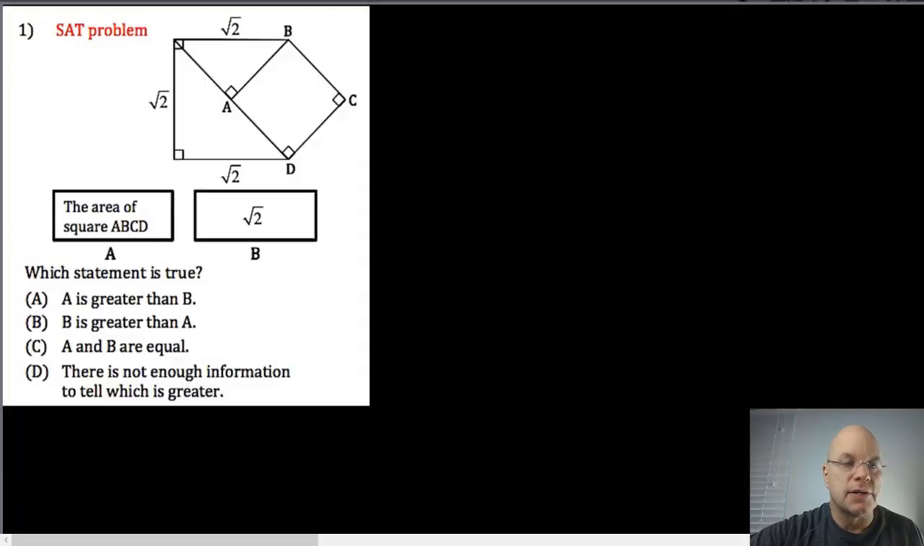This is the review for your test on algebraic reasoning. Problem number 1 is taken from SAT test preparation materials. We're asked to compare the area of square ABCD, so the area of this square right here, to the square root of 2. And so we have to start looking at some relationships that we can see.